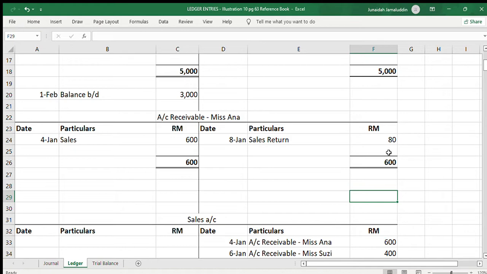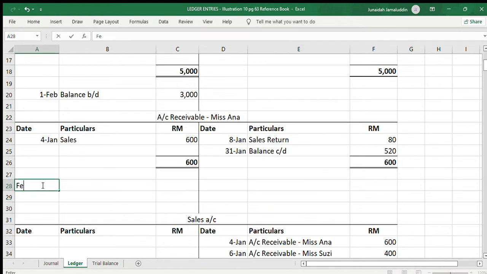Dia punya kurang dia sebanyak berapa? Different dia sebanyak 600 tolak 80 lah. Kan? So different dia sini sebanyak 520. So this is supposed to be our balance CD, ataupun balance pada akhir bulan Januari. So 31 Januari. So balance CD is 520. So balance CD ni kita akan carry forward to the following month.